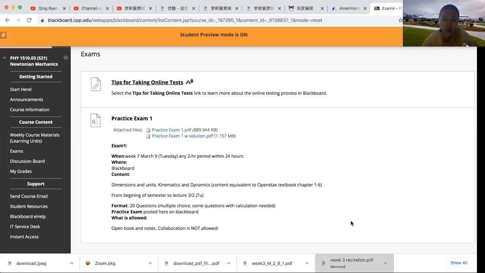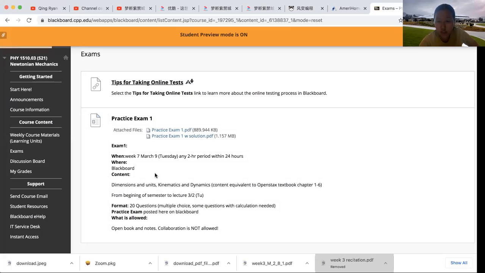Before I start, I want to make an announcement regarding our midterm 1 that is coming up in 2 weeks. So let me share my screen with you so I can show you some information. This is under the exam folder, but I will make sure I post this information in the announcement, so you'll be able to get an email notification.